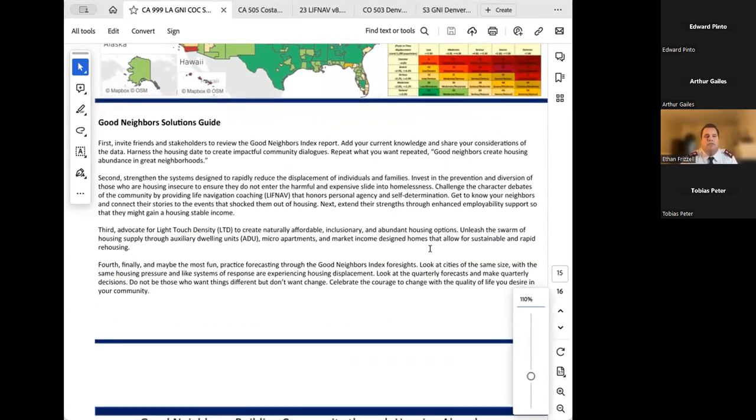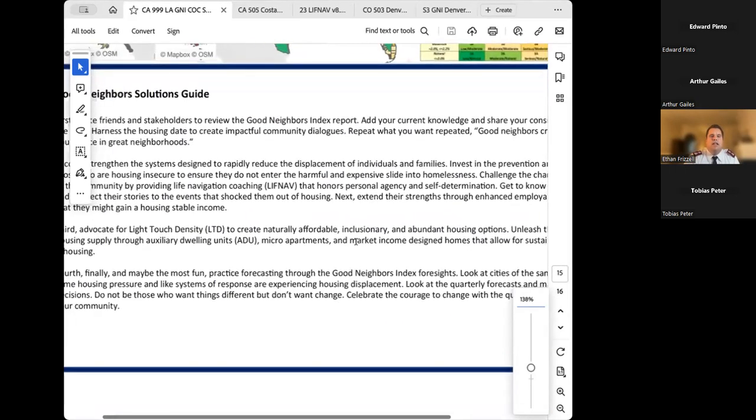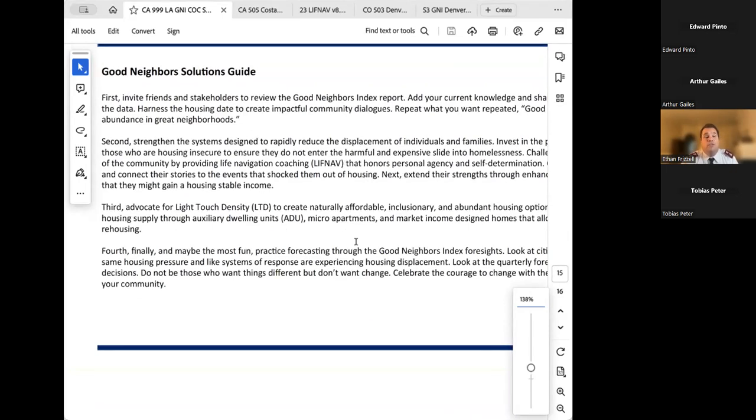So first, we encourage people to invite friends and stakeholders to review the Good Neighbors Index report. If you want to cause a stir in your community, create a report like this and have a party and say, let's look at our data. Ed Pinto did that for us this past week in Fort Myers, Florida. Very effective for policymakers. He creates the space. I know that Tobias and Arthur have done the same thing around the country. They create the space for us as practitioners to speak into it after, but they've been very helpful to do that.